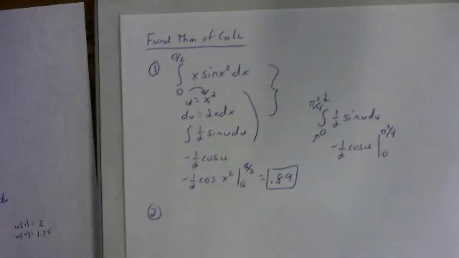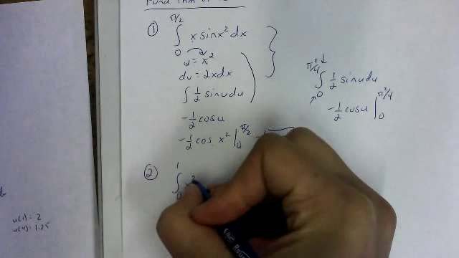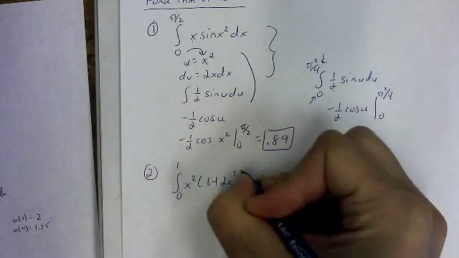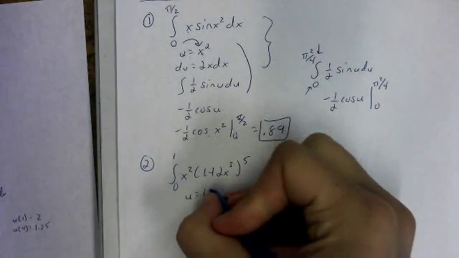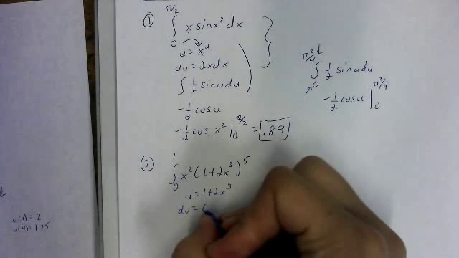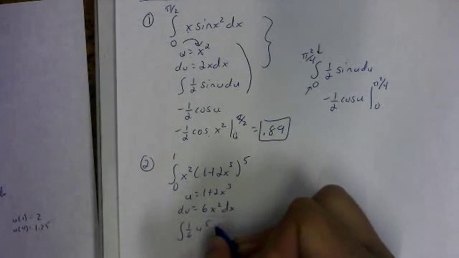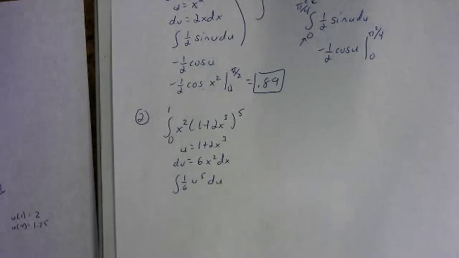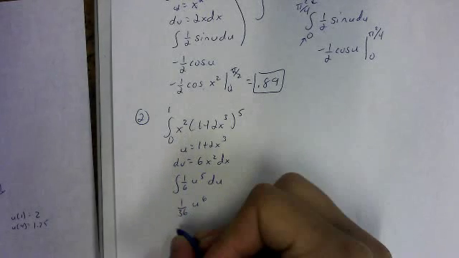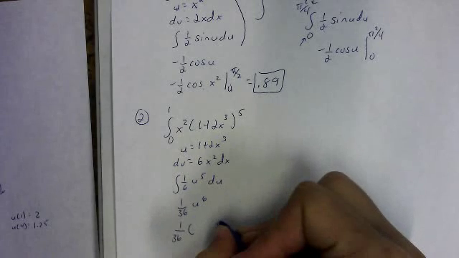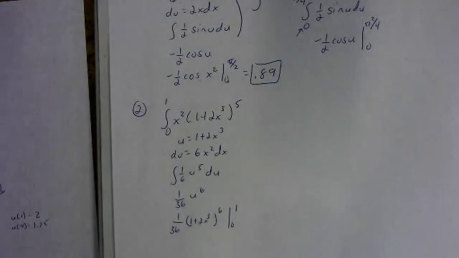So let's do another problem. Let's take the integral from 0 to 1 of x squared times (1 plus 2x cubed) to the 5th. So again, let u be the inside function just like we always do. du equals 6x squared dx. Therefore we get the integral of 1/6 u to the 5th du. If you want, you could then do 1/36 u to the 6th. So you get 1/36 times (1 plus 2x cubed) to the 6th, and evaluate that from 0 to 1. That would be one way. And the answer, if you did it that way, would be 20.22.